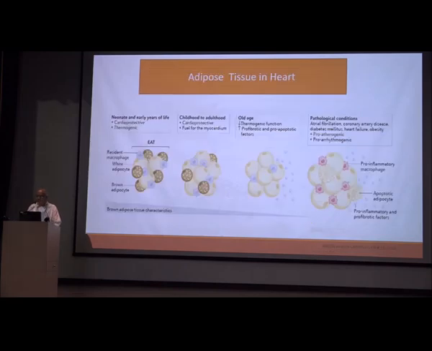Now, adipose tissue in the heart. So we know that in the body in the earlier age, you have a lot of brown adipose tissue, which is healthy. But it is subsequently that the white adipose tissue takes over, and then that becomes pro-inflammatory, apoptosis occurs, and this causes all these pro-atherogenic scenarios.